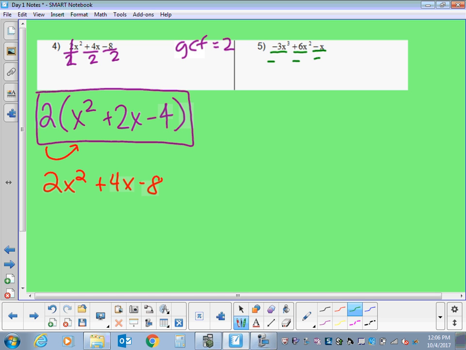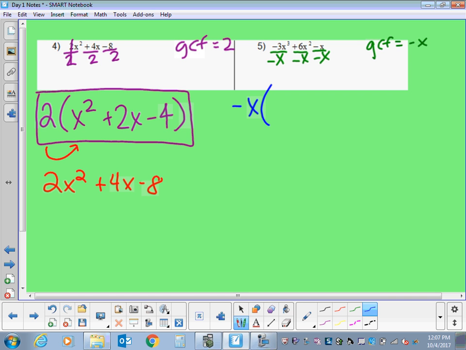You have to bring that negative out only if it begins with a negative. If there's a negative like on 8, that doesn't matter. All right, so now look at my variables. X cubed, x to the second, and x. We basically just take the smallest exponent, and in that case, the exponent is 1. So my GCF is negative x. Once you have that, you bring it to the outside.